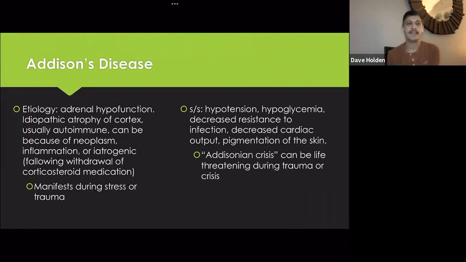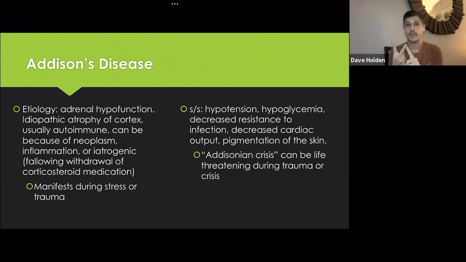Addison's disease. So Addison's disease is adrenal hypofunction. The adrenal glands aren't producing the hormones or enough of the hormones that they're supposed to be producing. This is idiopathic atrophy of the cortex. So we don't know ultimately what caused it, but the outer layer starts to deteriorate, and so all the hormones that it's producing also start to have lowered outputs. This usually is autoimmune, but this could be because of neoplasm. The word neoplasm means a new growth. That is code word for tumor. There is a tumor growing on the cortex, and that's why the cortex is not functioning.